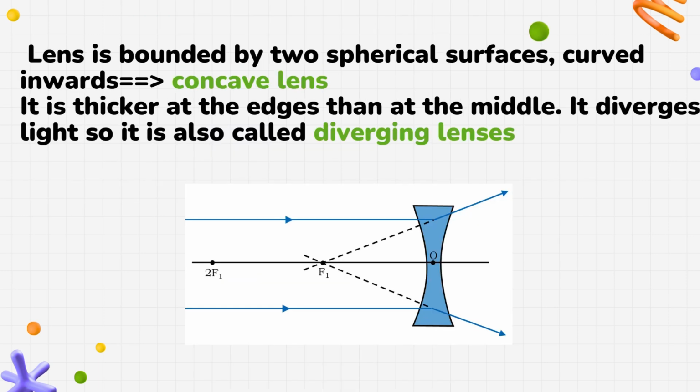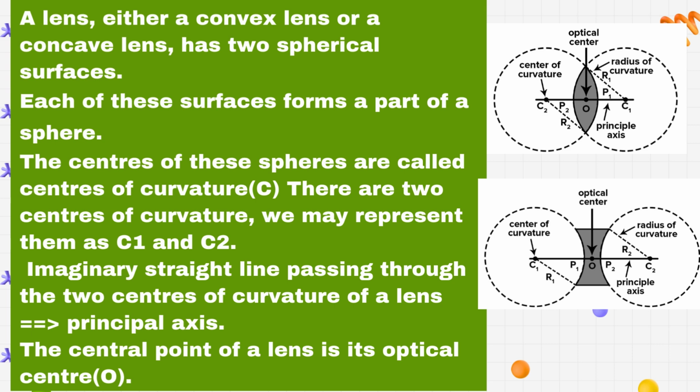The second type of spherical lens is the concave lens, where the spherical surface is curved inwards. That means it is thicker at the edges than the middle. From this figure, we can see that the light coming parallel to this concave lens is diverged by the lens. So this lens is also called a diverging lens. If we consider a convex lens or a concave lens, it has two spherical surfaces. From this figure, we can see that the concave lens and convex lens have inward and outward spherical surfaces. These spherical surfaces are parts of a sphere.